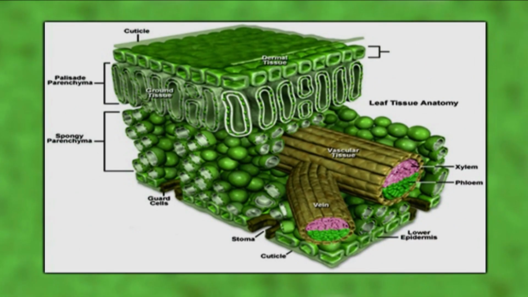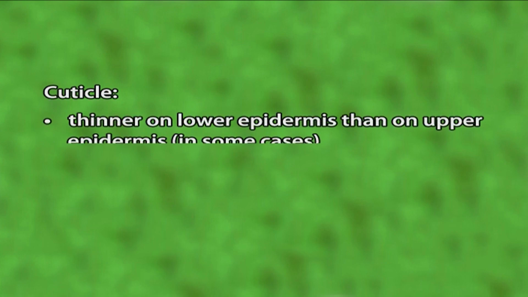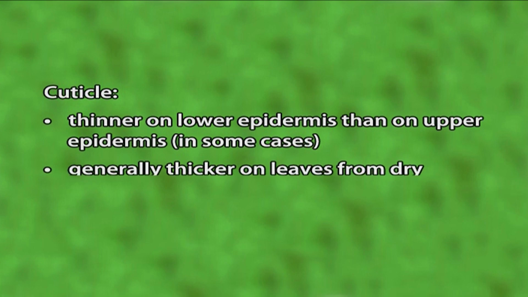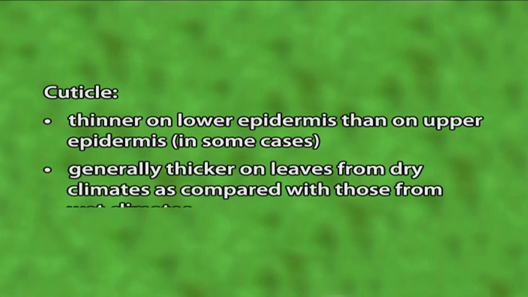Most leaves show dorsiventral anatomy, that is, the upper adaxial and lower abaxial surfaces have somewhat different construction and may serve different functions. The epidermis is usually transparent, that is, epidermal cells lack chloroplasts, and coated on the upper side with a waxy cuticle that prevents loss of water. The cuticle in some cases is thinner on the lower epidermis than on the upper epidermis and is generally thicker on the leaves from dry climates as compared with those from wet climates.